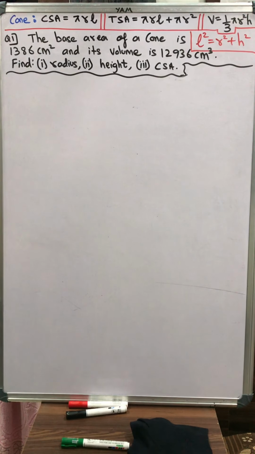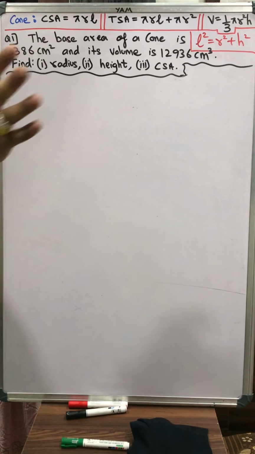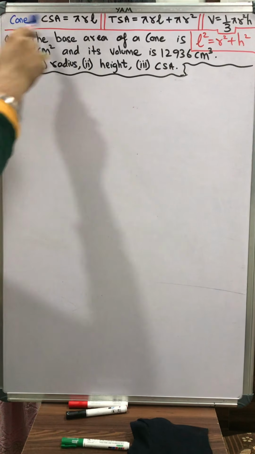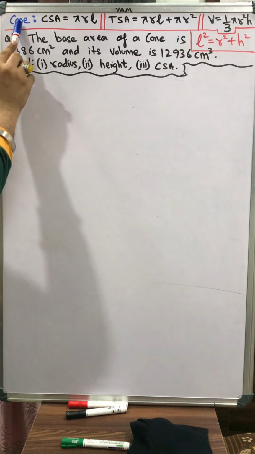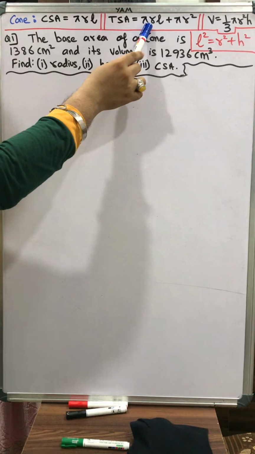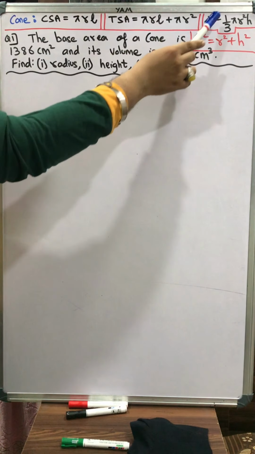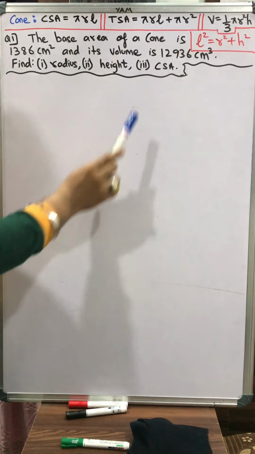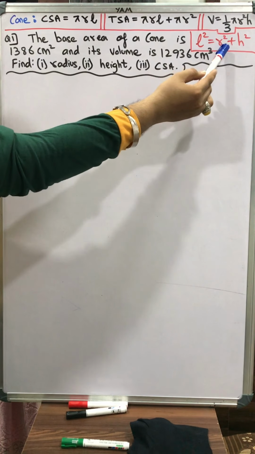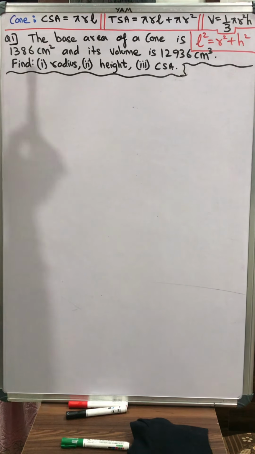Students, now the first question on the board. For your knowledge, I have written our four basic formulas on the top. For the cone, curved surface area is pi RL, total surface area is pi RL plus pi r square, volume is 1 upon 3 pi r square h. Okay, and this relationship I have written with the red color, L square is equal to r square plus h square. The first question is on the board.